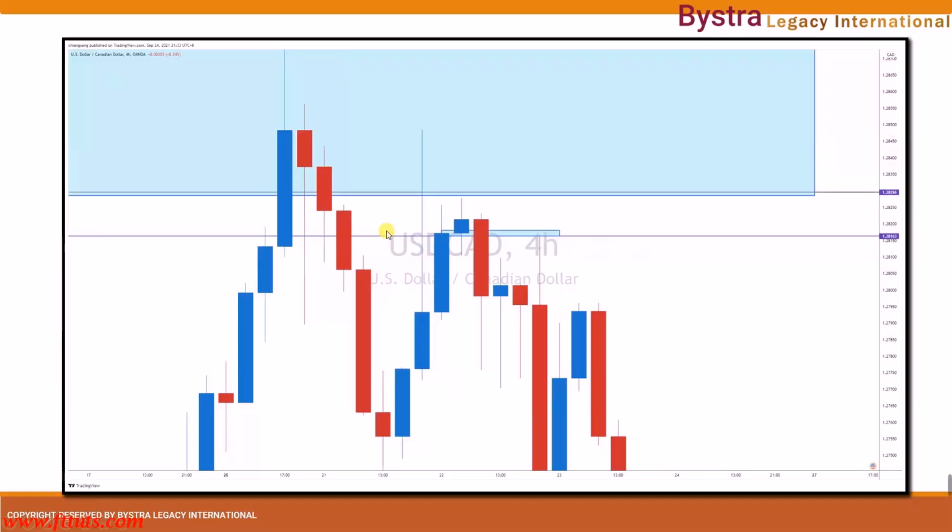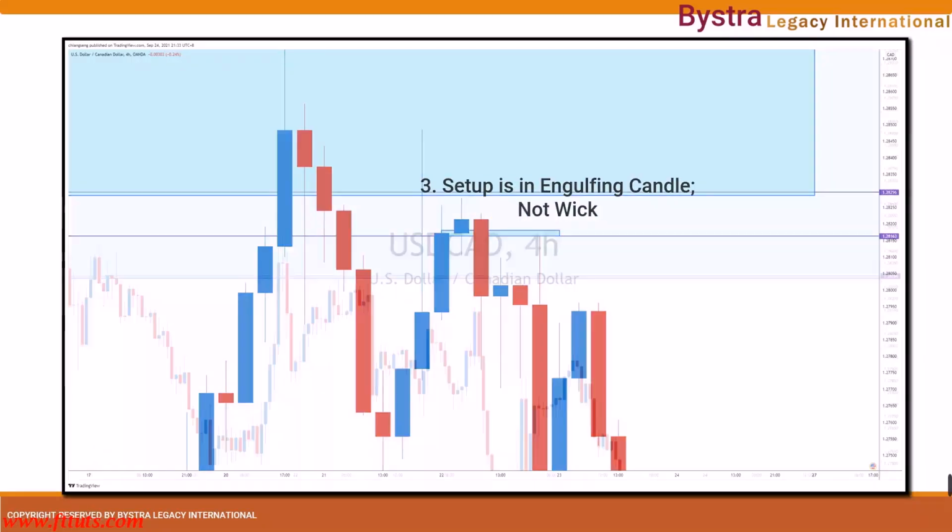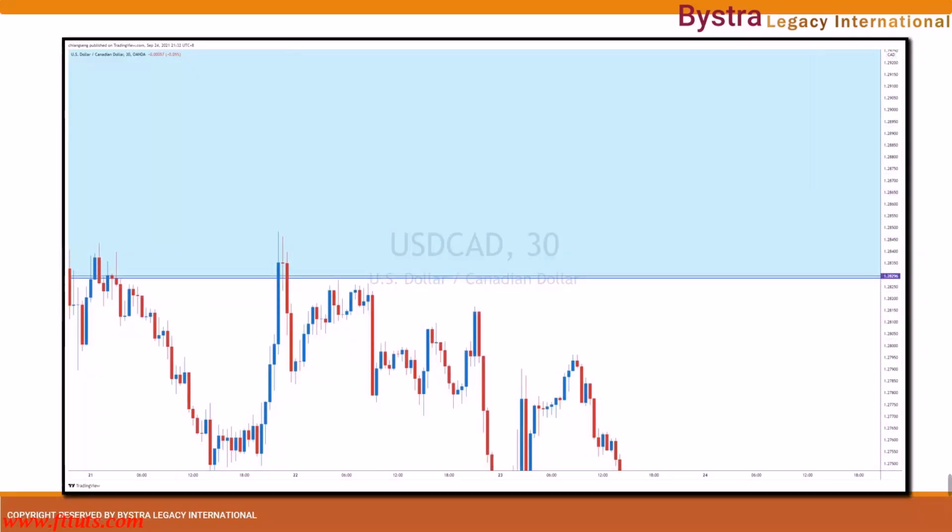Now, if we look at the H4, the setup is in the confirmation of the engulfing candle. So this will be our third reason. It is not in the wick but at the engulfing candle. We move back to the M30 chart. Let's have a look at the QMR on the M30. Now, the fourth reason that we need to find is the SOP.